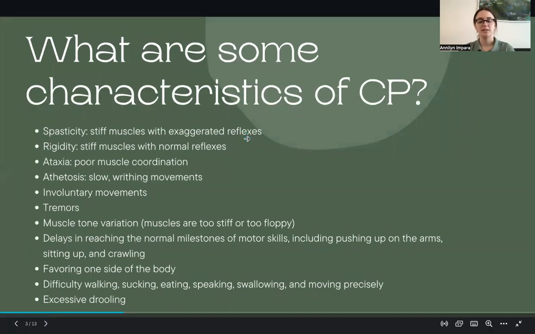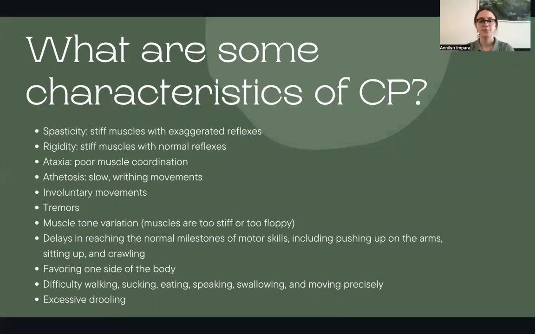So what are some characteristics or signs and symptoms of CP? One of the biggest symptoms is spasticity, which means that the muscles are stiff and have exaggerated reflexes. There's also rigidity, which means that the muscles are stiff but with normal reflexes. There's ataxia, which is poor muscle coordination. There's athetosis, which is slow writhing movements. Some of the other symptoms and characteristics include involuntary movements, tremors, and muscle tone variation, which means that muscles are either too stiff or too floppy.